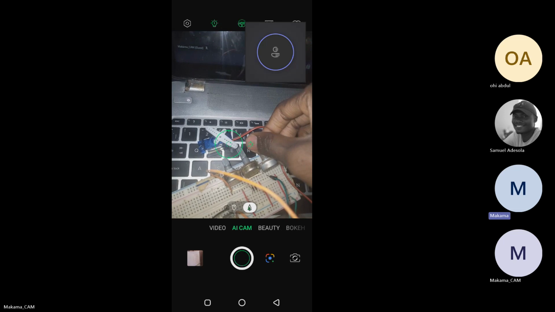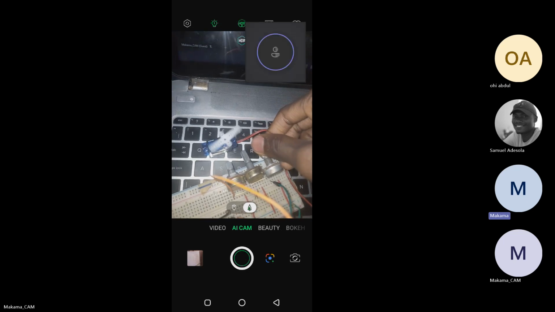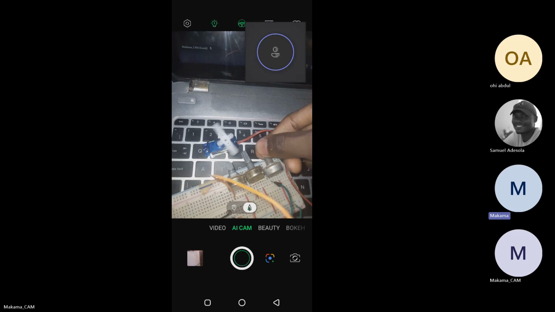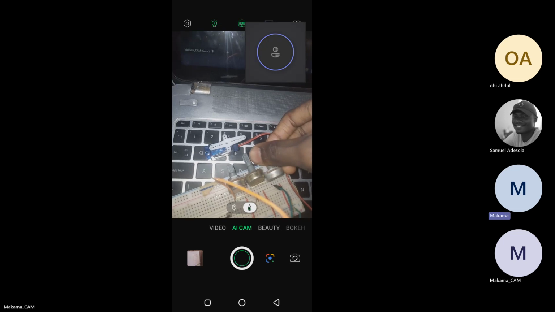So if you turn it fully anti-clockwise, now I've maximized the speed of the servo motor. Now the servo motor is rotating much faster. I can reduce the speed up to a stop. Now the servo motor has stopped. So you see.